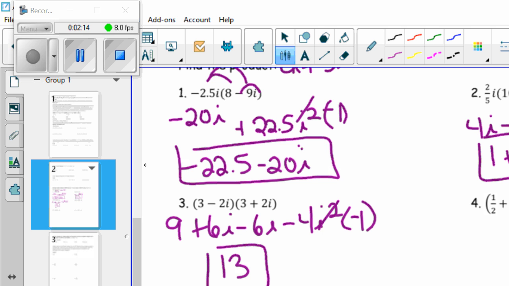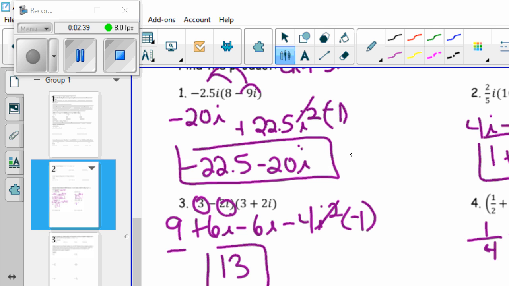So when that happens, that middle term that holds your i's is always going to cancel, and there's a shortcut that we can use. We simply square the first term, that 3, and then square the last term, and then subtract in between. So let's try that shortcut on number 4, because they're the same except for one's plus, one's minus. So I take my first term and I square it. So 1/2 squared gives me 1/4. Then I subtract the second term squared.